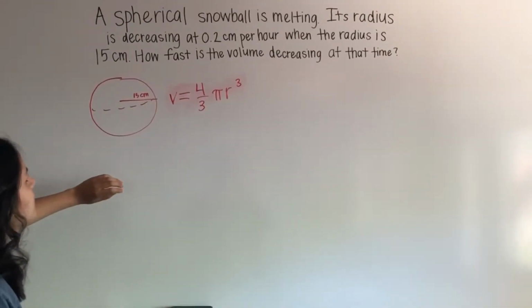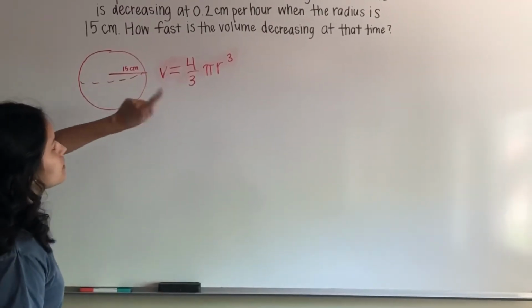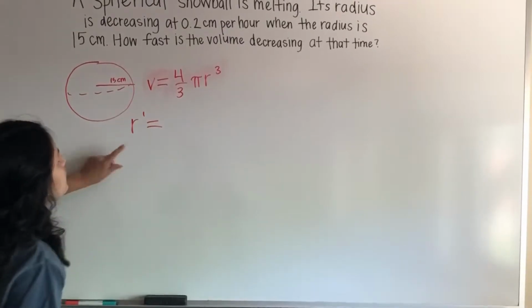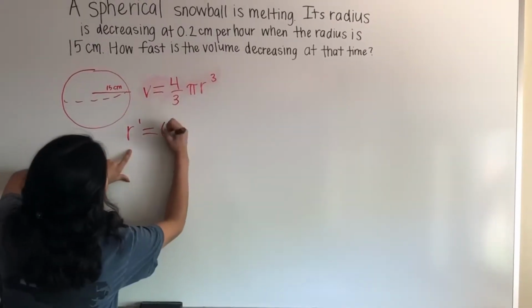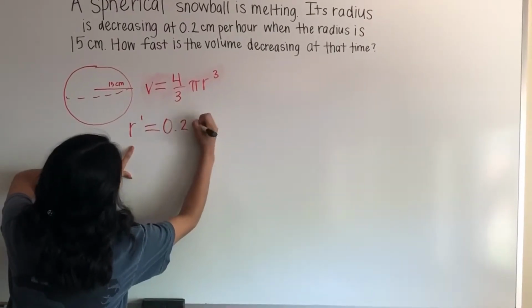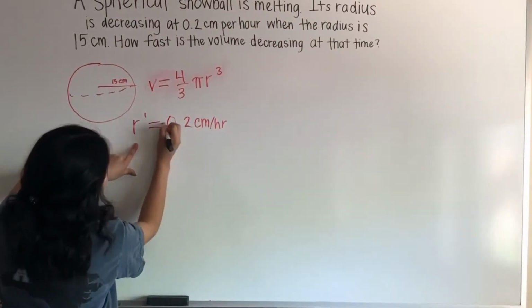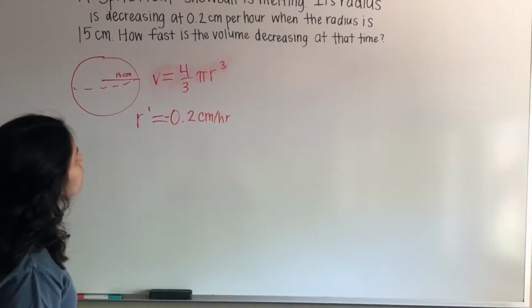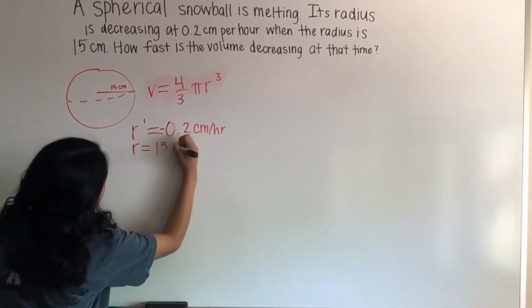So we know that the radius is decreasing at 0.2 centimeters per hour. So that would be r prime, because that's the rate of change of the radius. So that would simply be 0.2 centimeters per hour. And let's not forget to put the negative because it's decreasing. And then we also know that the radius is 15 centimeters.